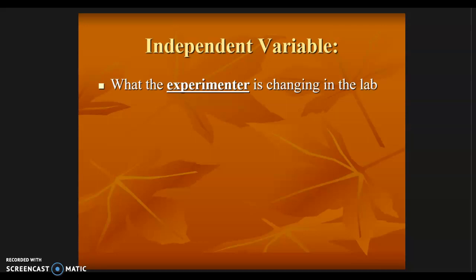So what is an independent variable? It's what you, as the experimenter, are changing in the lab. So you're the one responsible for it, and what you do might have an impact on something else. When you work with independent variables, it is crucially important that you only change one independent variable at a time. Otherwise, your experiment is mush. It means nothing because you don't know what you did that had the effect that you wanted.